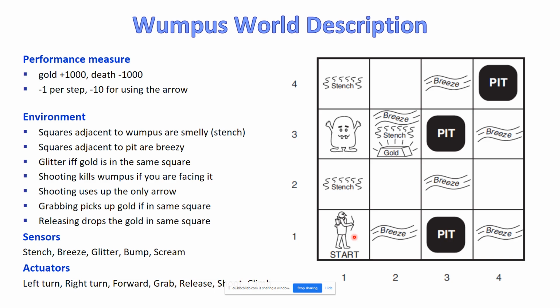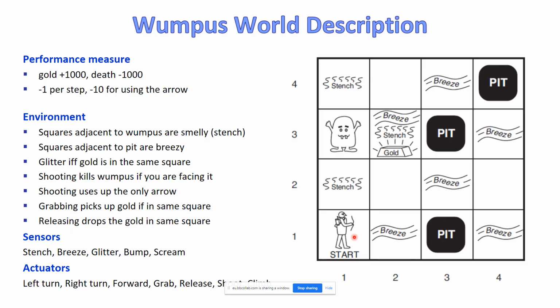Rules of the game also: you will get -1 for every step. This is very similar to Backgammon. You will lose 10 points if you use the arrow. You will get 1,000 points if you find the gold, and you will lose 1,000 points if you are killed. Of course you want eventually to maximize your score at the end of the game. If you are killed, that's the end of the game. Or if you climb out of the cave, that's also the end of the game.